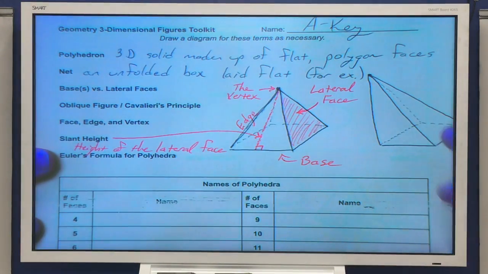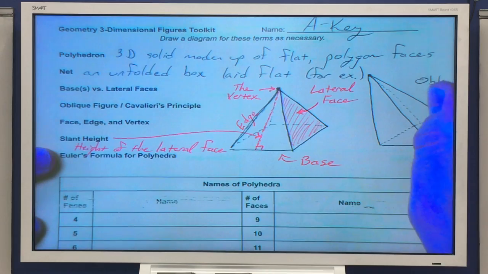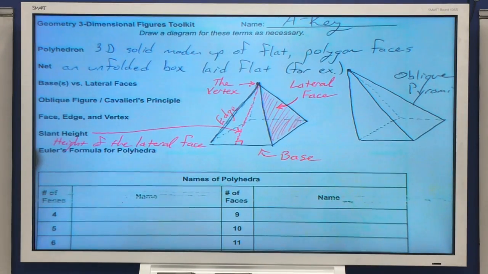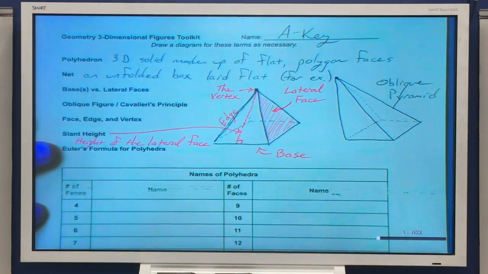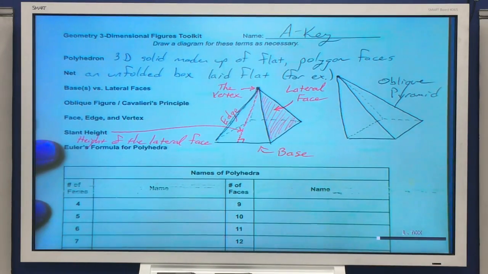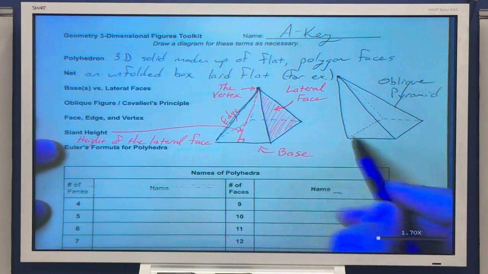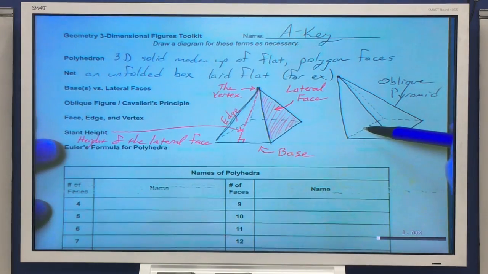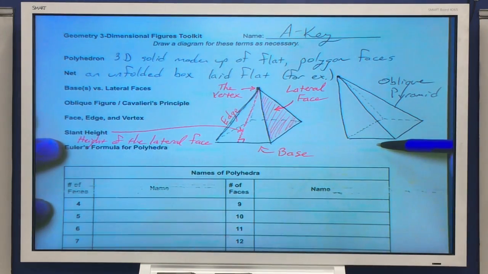This is what's called an oblique figure. In this case, it's an oblique pyramid. Put simply, it's tipped over. It's just a figure that would look normal if someone hadn't pushed it over. The height is still the same. The base is still the same dimensions. The slant height is not going to be the same. The edge length is not going to be the same.